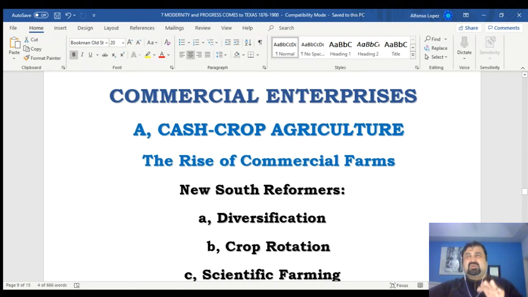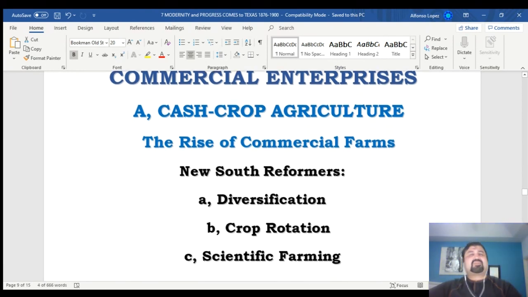So Texas farmers are paying attention that there's a growing demand for food products within Texas and outside as well. They're going to accommodate to that demand, and they're going to transform their family farms into commercial farms. We're talking about the rise of commercial farms.